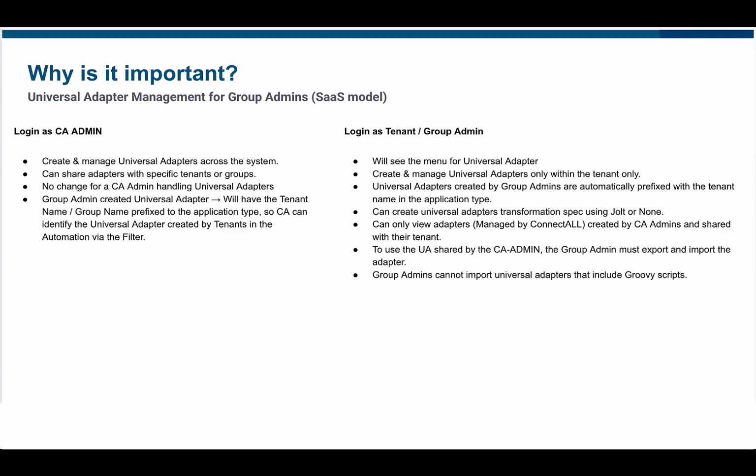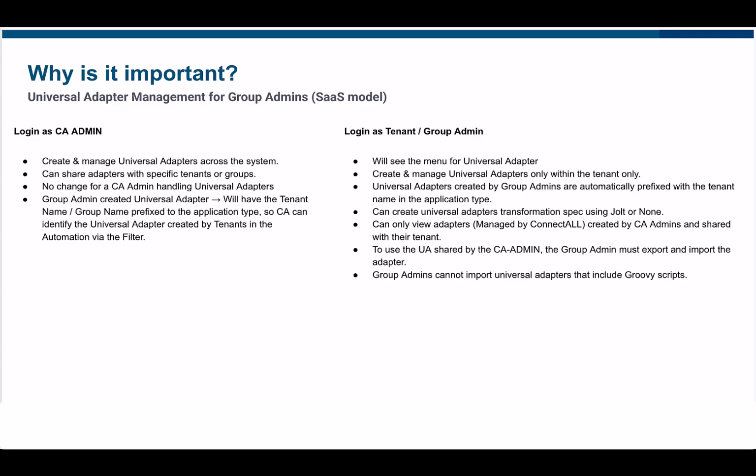The only difference for a CA admin is that when a group admin creates a universal adapter, the tenant name or the group name will be prefixed on the application type. So the CA admin, when he logs in to figure out the tenant based universal adapters, will be able to do so. As a group admin, you'll be able to see a menu for the universal adapter. You can create and manage your own universal adapters.